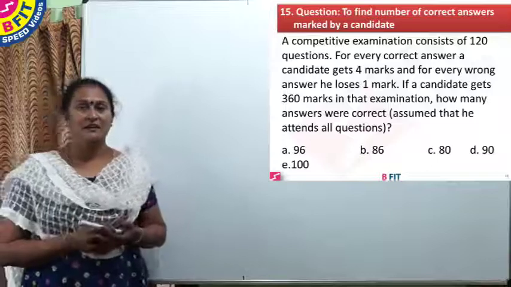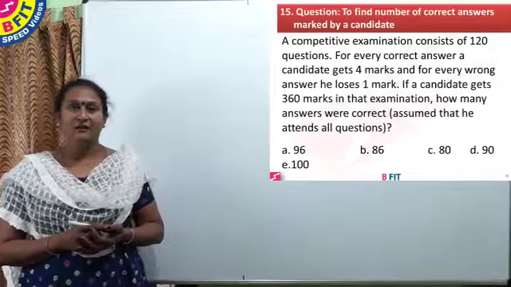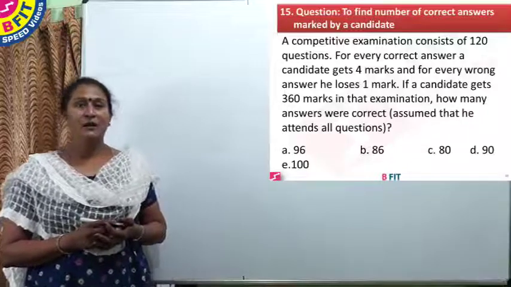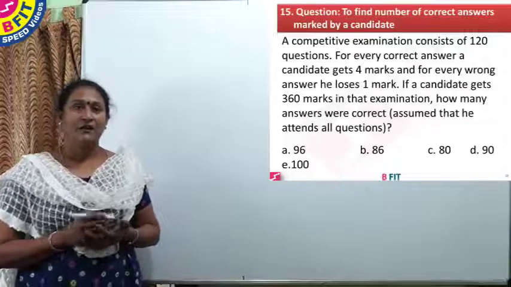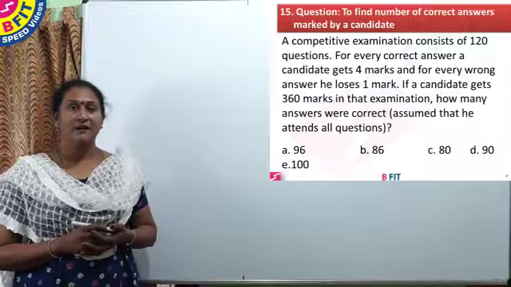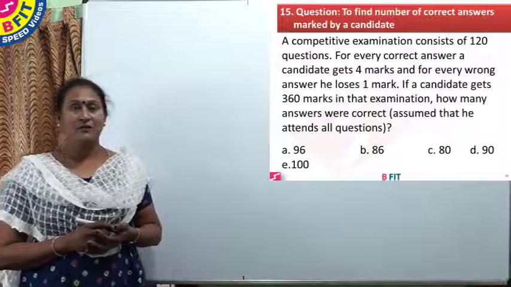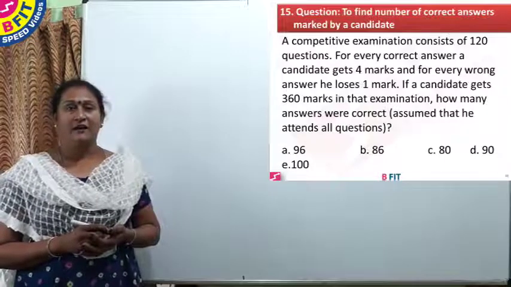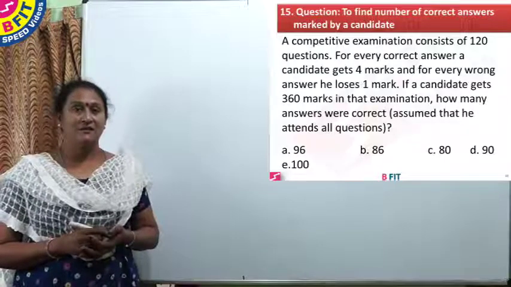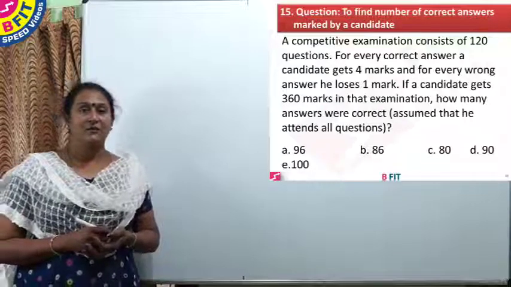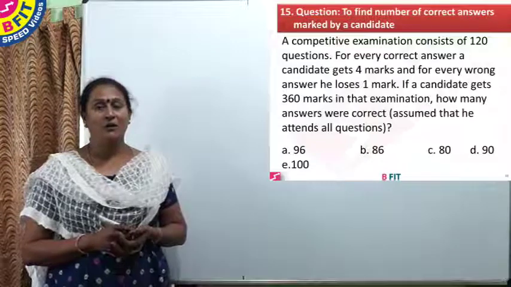So we'll see the next question. Question number 15. A competitive examination consists of 120 questions. For every correct answer, a candidate gets 4 marks, and for every wrong answer, he loses 1 mark. If a candidate gets 360 marks in that examination, how many answers were correct? So we assume that he had attended all the questions.